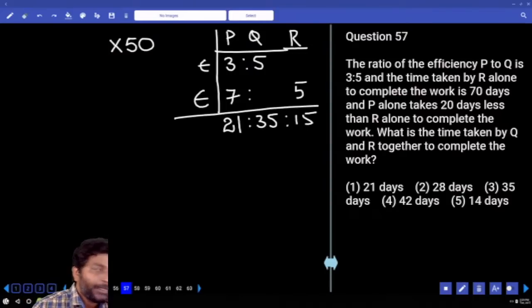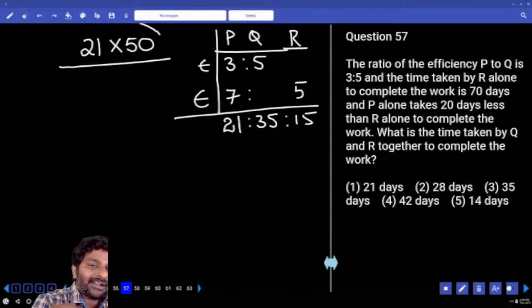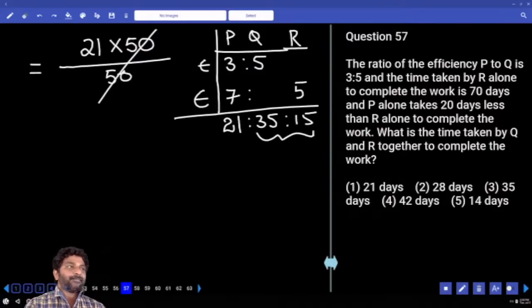Is it okay? And also you know that either P or R, whatever it is, it's up to you. P can complete the work in 50 days. How much is P efficiency? 20. Then he can complete the work in 50 days. P efficiency multiplied by time taken by P. Is it okay? Now the question is about Q and R. Q and R do how much efficiency? Then both can complete the work in 21 days only. Understood?